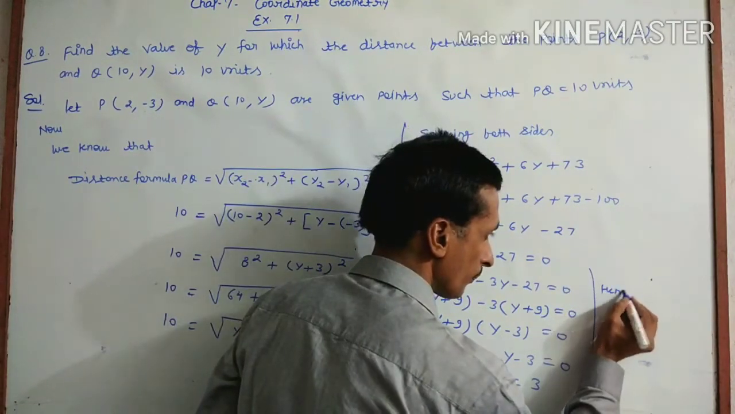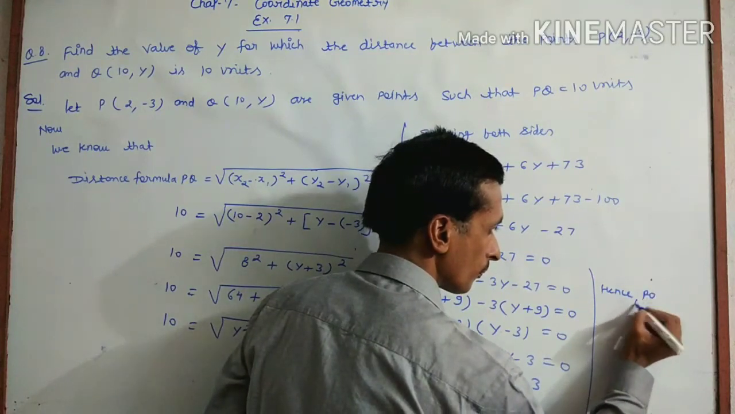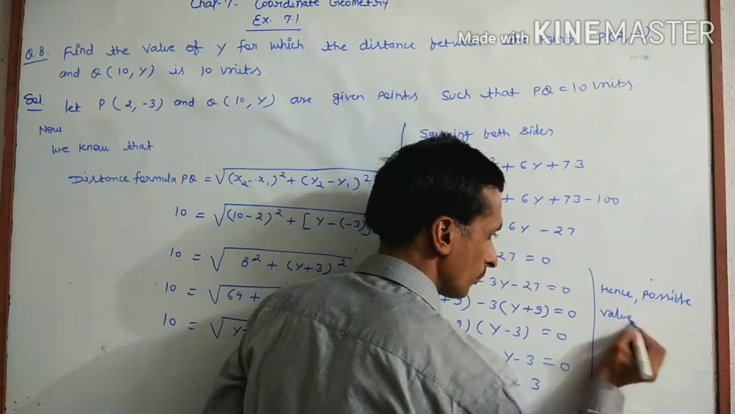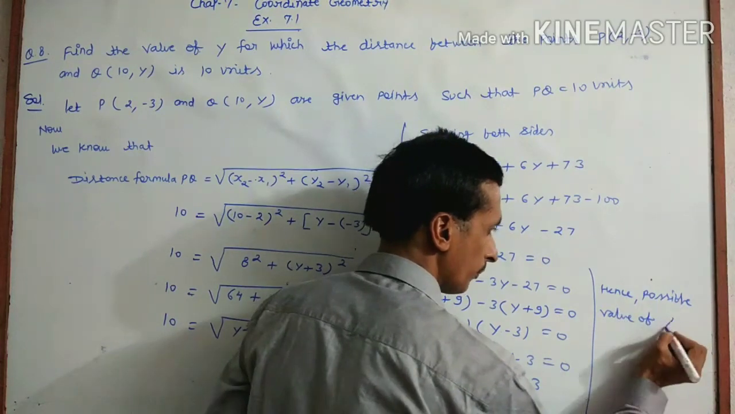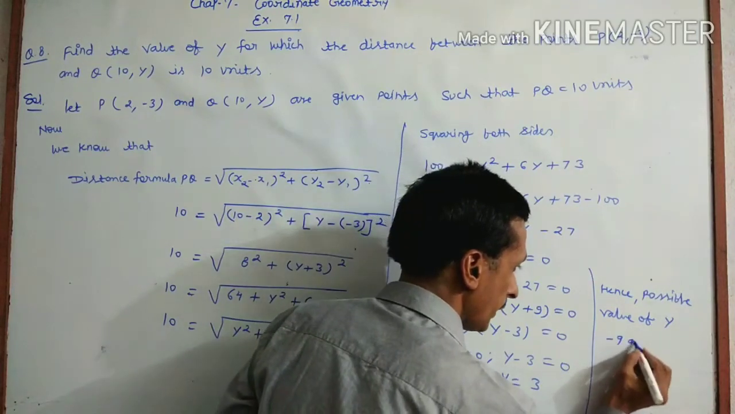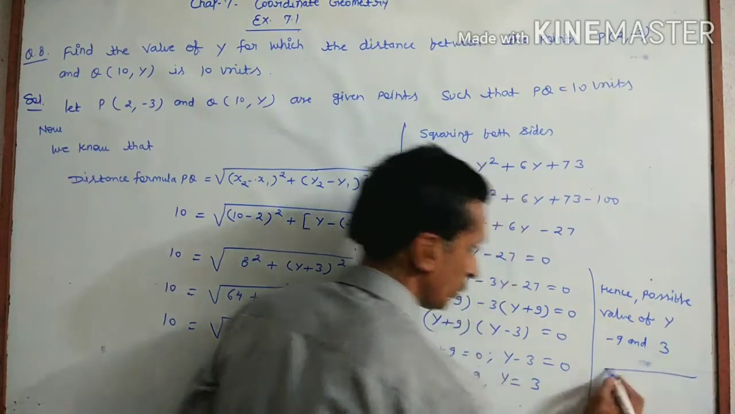Hence, the possible values of y are minus 9 and 3. That is your answer.